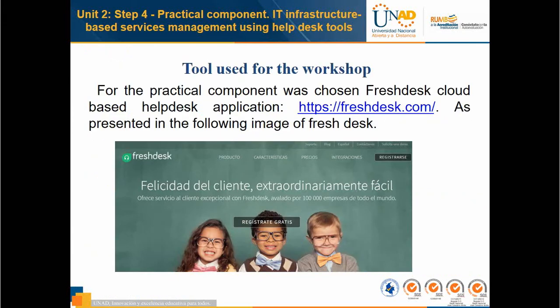Tools used for the workshop. For the practical component, the Freshdesk application was chosen, at freshdesk.com, as presented in the following image of Freshdesk. A continuation.